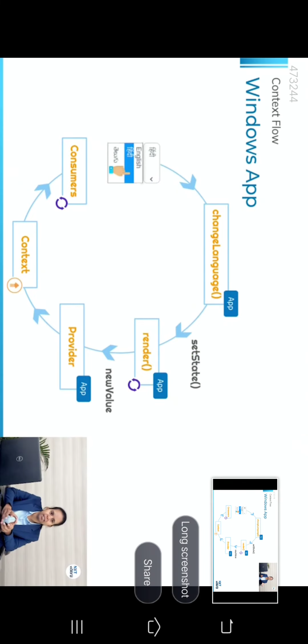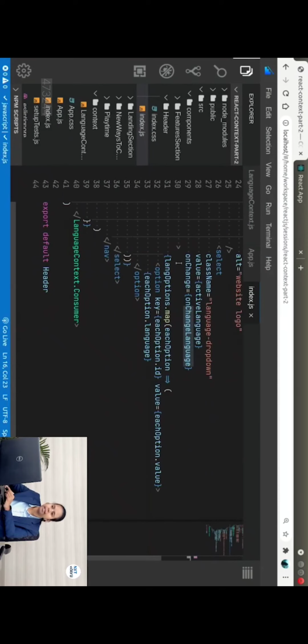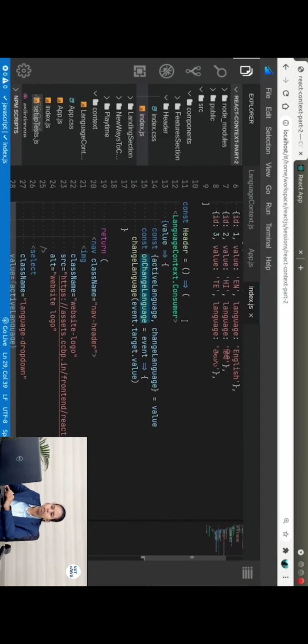So now let's understand this through the code also. I'll start off with the header component. Here you can see that we have the select element, so this is the drop down. When there's a change in the drop down selection, the on change event will be triggered. That is calling this on change language, which is calling the change language method.